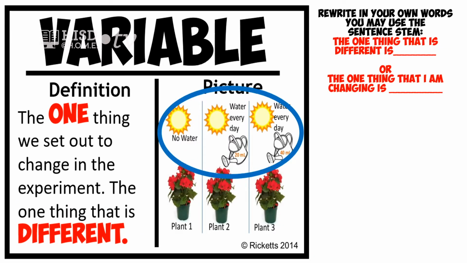Variable. Variable is the one thing that we set out to change in the experiment. In my own words, in my own definition, I would say it's the one thing that is different or the one thing that I'm changing. Everything else must remain the same.